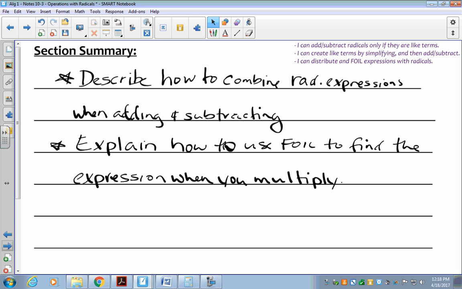When you are done with your summary, you then need to work on the 10-3 practice, which is on page 629. It's 9 through 19 odds, 2 through 22 evens. If you finish that, then you need to do the 10-3 classwork. If you finish both of those, double check your 10-1 and 10-2 practice and classwork. If there's anything on there that's unanswered, go ahead and fill that in. And then I would like to reserve the last 20 minutes of class to do a Kahoot activity on radical expressions.